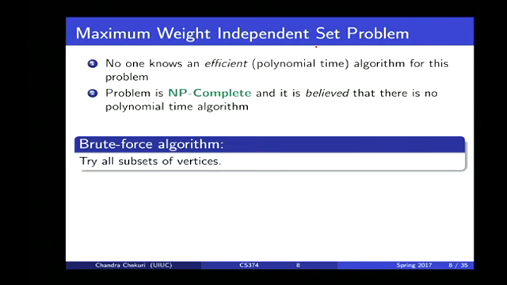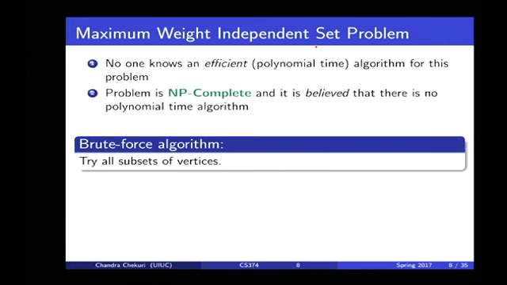What's the brute force solution for this problem? You can try all subsets of vertices, no? You take a subset and ask, is it an independent set? If it is, then we check its size, and you can just loop. How long will that algorithm take? If the graph has n vertices, how long will it take? Exponential, precisely, but let's be more precise.